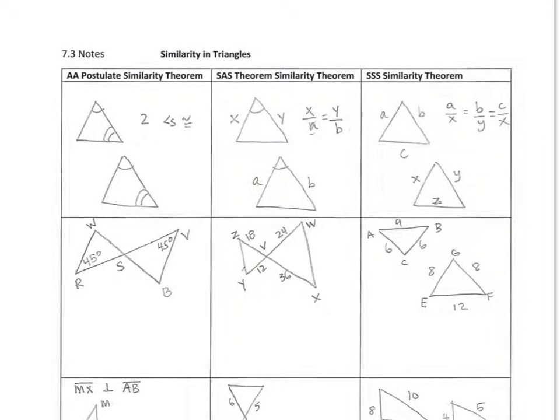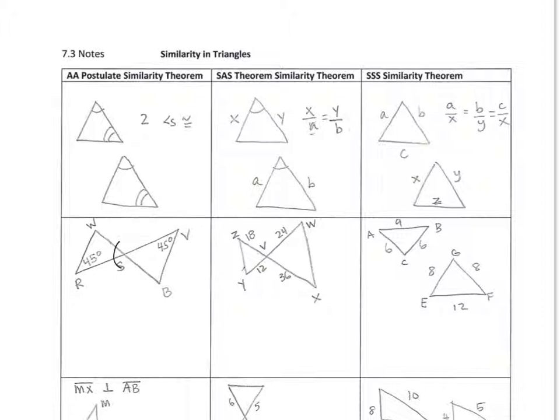Just like with proving triangles are congruent, there are ways that you can prove triangles are similar. So the three ways are angle-angle, side-angle-side, and side-side-side. The first way, angle-angle, is if you know that two angles are congruent, then the triangles are similar.